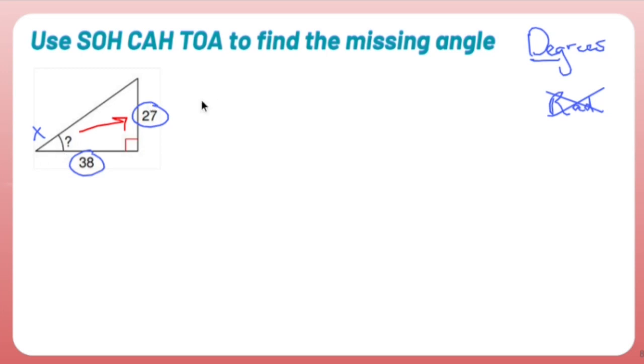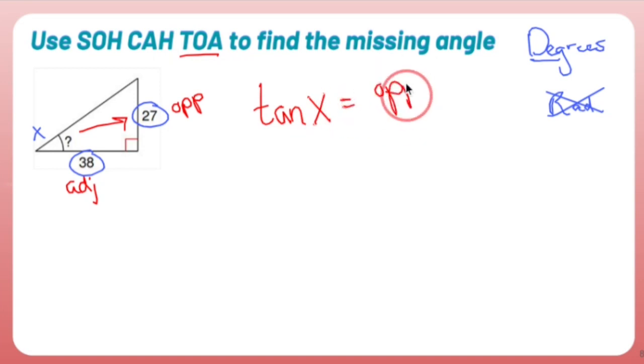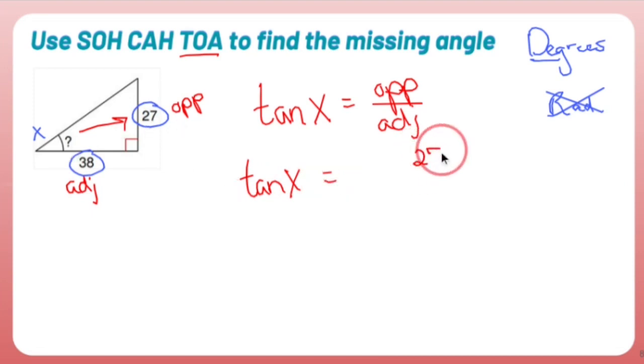Well, this is my hypotenuse, so you're my opposite for sure, and you're my adjacent for sure, and I don't have information about the hypotenuse unless I wanted to do Pythagorean theorem, but that's a waste of time. So opposite, adjacent, TOA. Now we're going to set up what TOA means. TOA means the tangent of an angle is going to equal the opposite side over the adjacent side. So here I have tangent of X equals the opposite side, which I called 27, over the adjacent side, which I called 38.